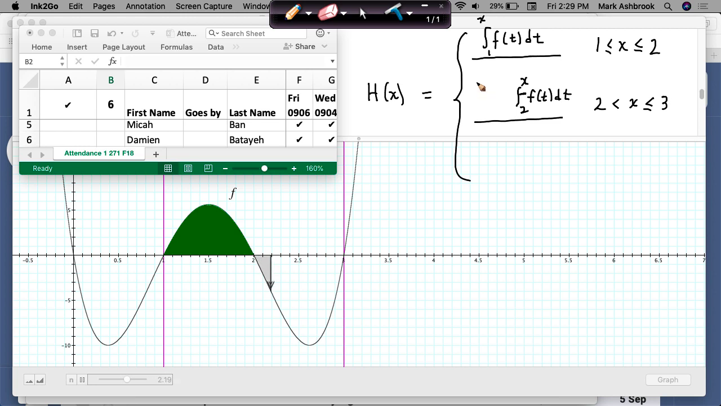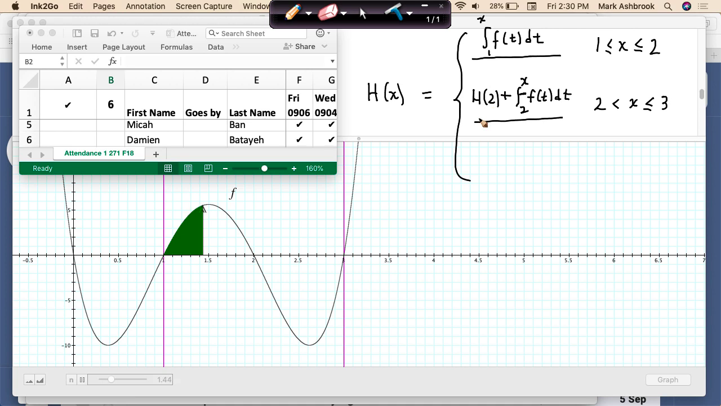You guys are becoming experts at function notation, right? What could I write? H of 2. H of 2 is all of the accumulated area up to 2. If I were to put 2 in for x, it would take me to this front piece, and we would do the integral from 1 to 2 of f of t dt, and that's h of 2. So you could also write the integral from 1 to 2 of f of t dt. That's what h of 2 is, because it's defined right there when x is 2.